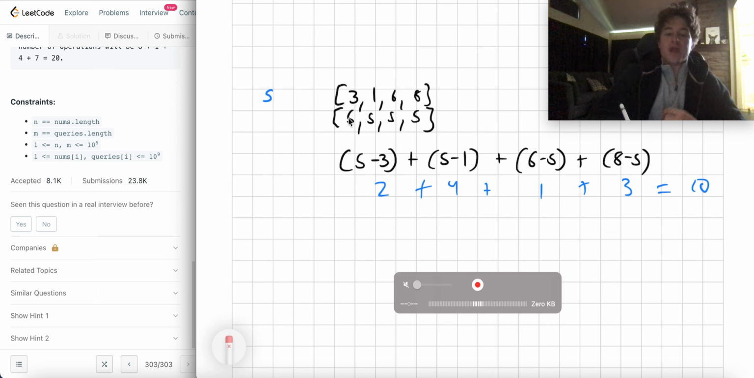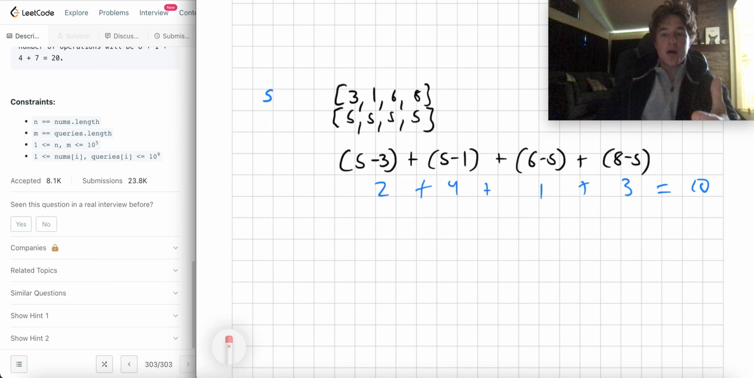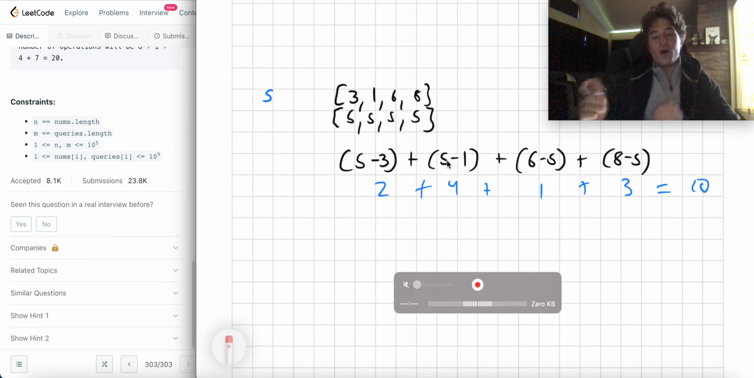So we're not going to subtract 5 from 3 because that will give us negative 2. We're not doing negative 2 operations to get 3 to 5. We're doing 2 operations to get 3 to 5. So since we need the absolute difference, what's the difference between 5 and 3? That's 5 minus 3, not 3 minus 5, right? Same here. We do 5 minus 1 instead of 1 minus 5.